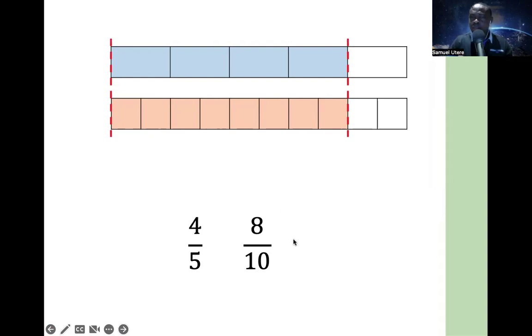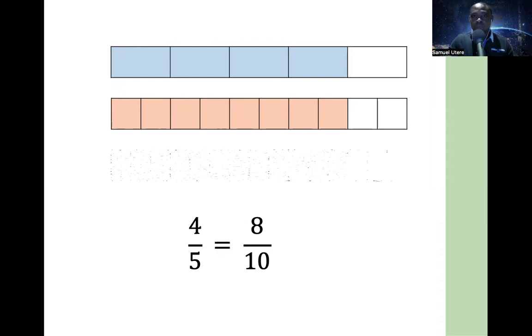I want you to pay close attention to the relationship you're beginning to notice. We'll come to it as we go along in the lesson, but I want you to pay close attention to what you notice, thinking about your times table, between the fractions that are equivalent, both the numerator and the denominator.